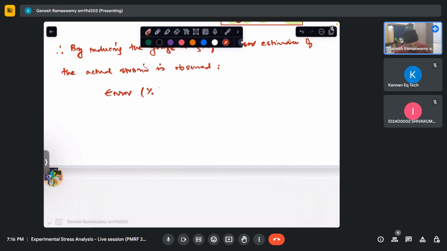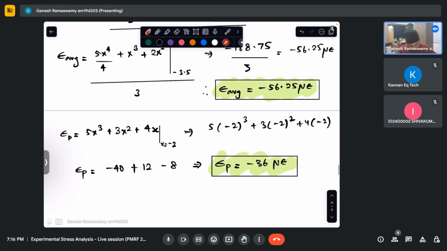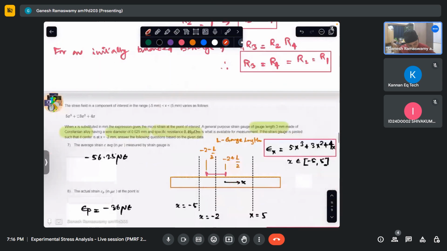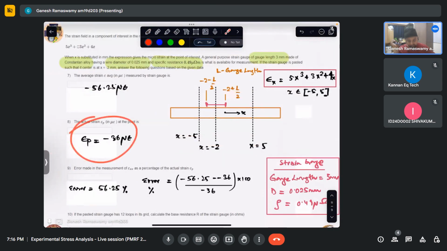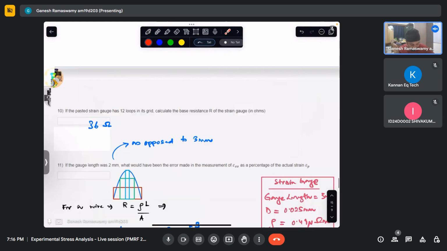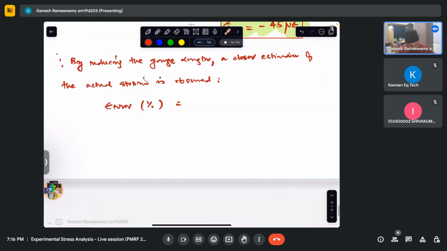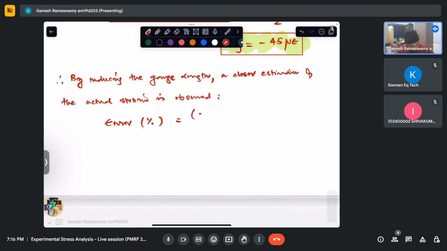So the error percentage would be, the actual strain we saw here was minus 36 microstrain. So I'll just calculate the error based on that. So this will be minus 45 minus minus 36, divided by minus 36 microstrain. So this gives us a 25% error.